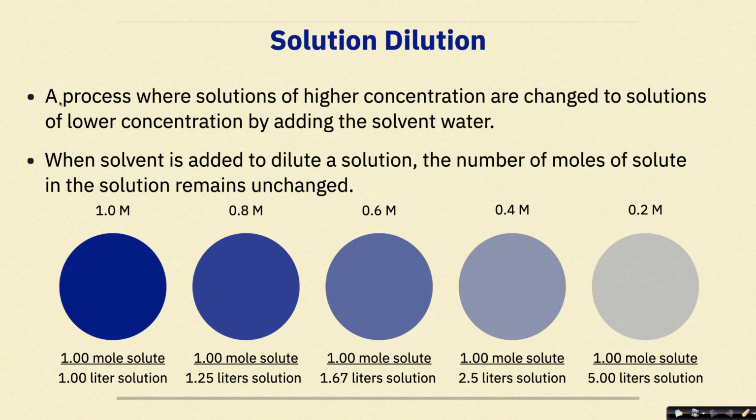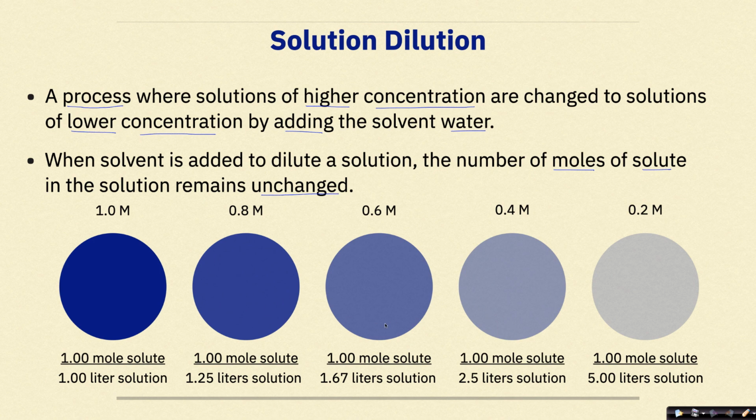Solution dilution is a process where solutions of higher concentrations, which means higher molarities, are changed into solutions of lower concentrations by adding the solvent water. When solvent is added to dilute a solution, the number of moles of solute in the solution remains unchanged. And this is an important point.